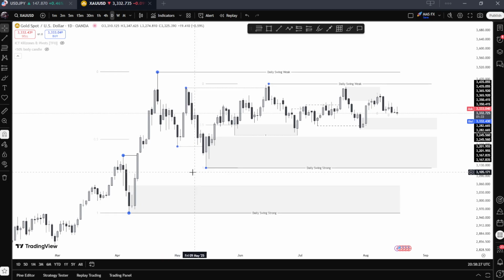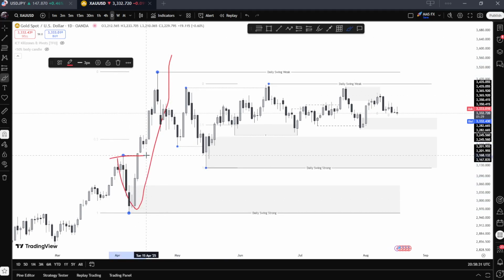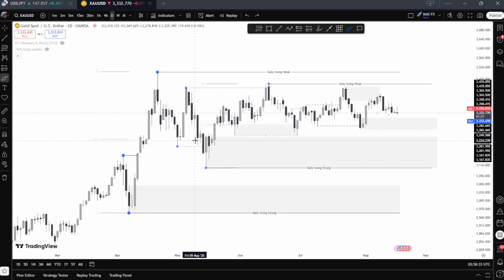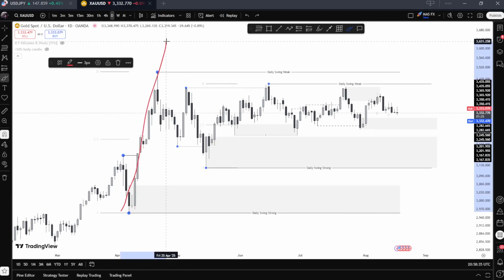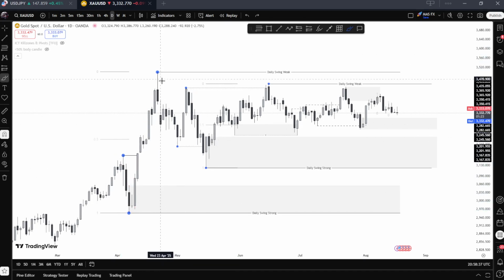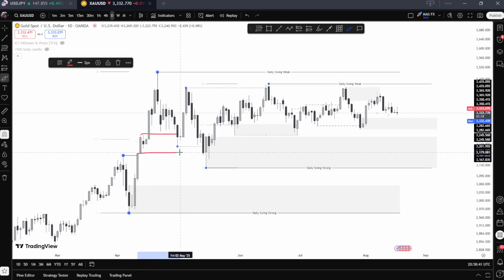On the daily time frame, as you can see, we have the pre-construction to the upside. So from the swing structure perspective, we are bullish and we are getting a complex pullback. We had a tap into this demand zone here. We had a push up to the upside.